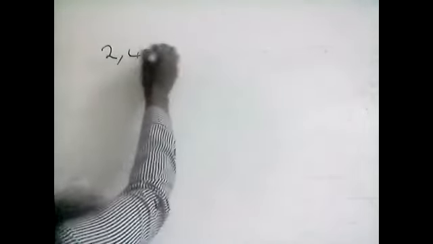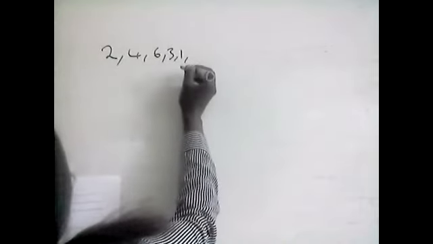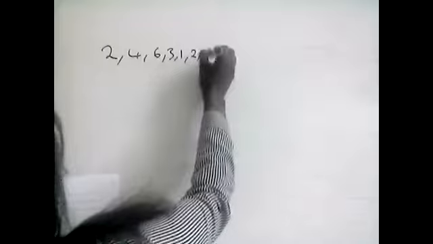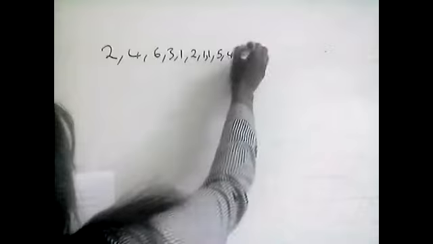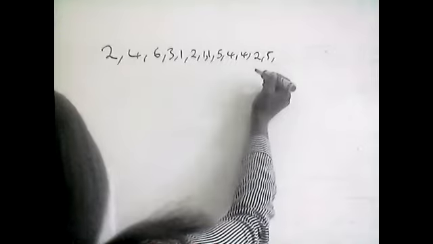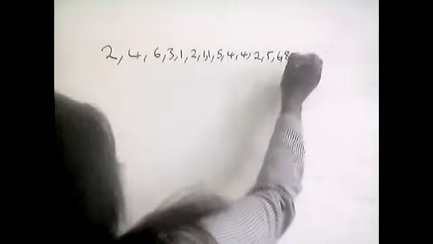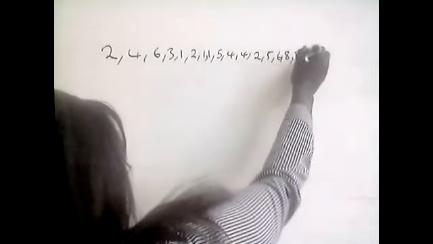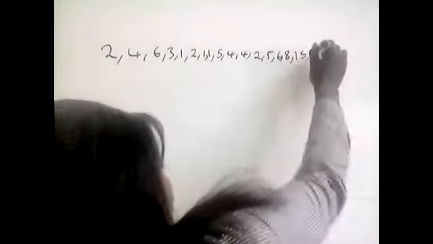Well, the data that we have is 2, 4, 6, 3, 1, 2, 1, 1, 5, 4, 4, 2, 5, 2, 5, 6, 8, 15, 7, and 7 at the end.